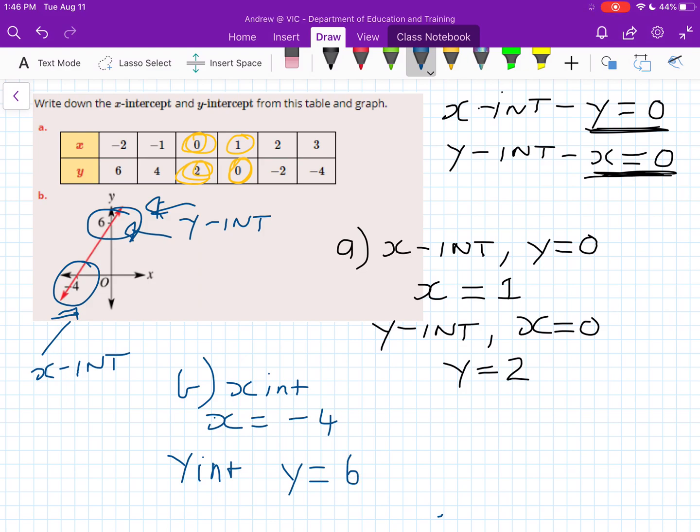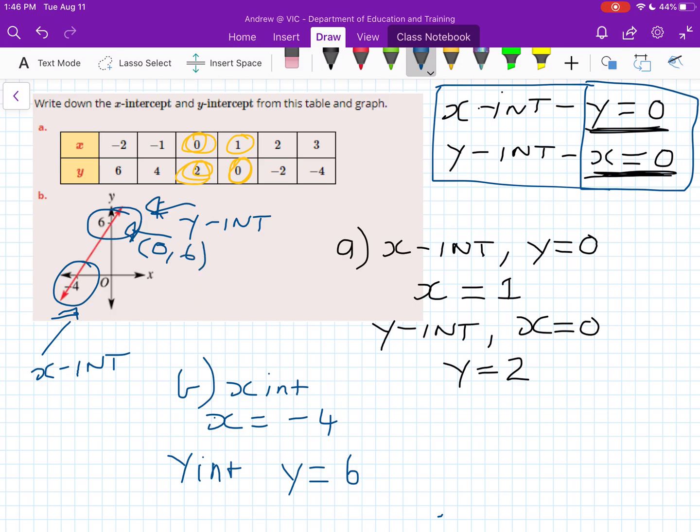Okay, so it's a bit easier. I find it a bit easier to read off a graph, but essentially that's all there is to x and y intercepts. Just remember this at the start when you are finding your x and y-intercept. X-intercept, your y is going to equal 0, and your y-intercept, x is equal to 0. And this is actually the points on the graph. So up here, this one is at (0, 6) on the graph, while this one here is at (-4, 0).